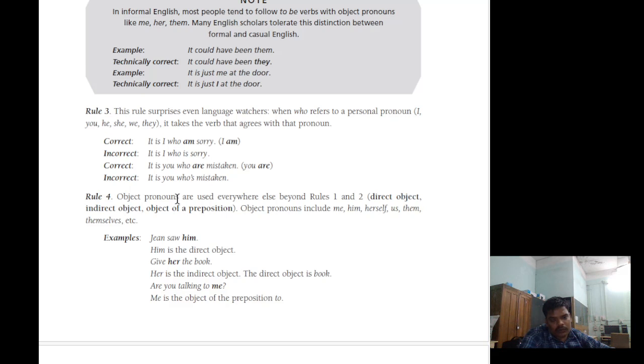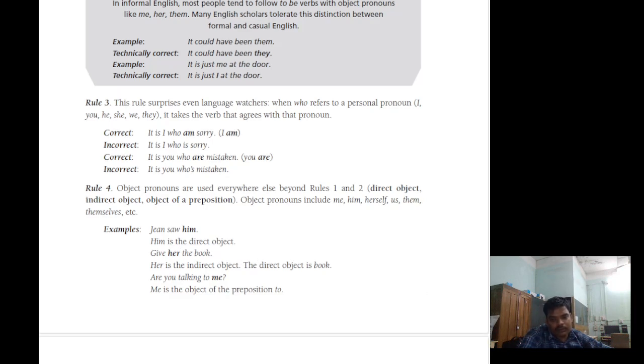Rule 4. Object pronouns are used everywhere else beyond rule 1 and 2. Object pronouns include me, him, her, us, them, themselves. Jean saw him. Him is the direct object. Give her the book. Here, her is the indirect object. Are you talking to me? Me is the object of the preposition to.